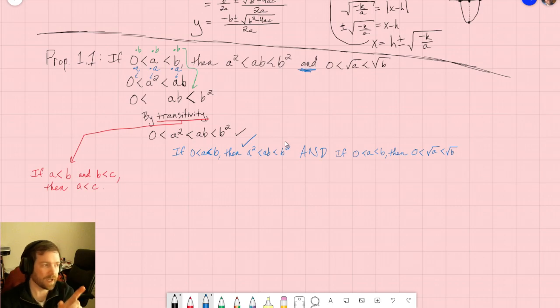Now we have to go to the other case over there and say, all right, if 0 is less than a is less than b, then 0 is less than root a is less than root b. And we can't prove it this way. Proving it by direct proof is not going to work. So in this case, we can't do it.